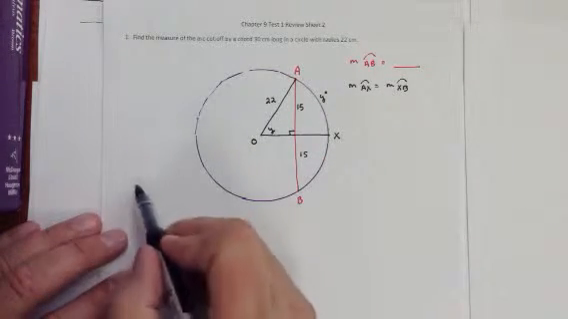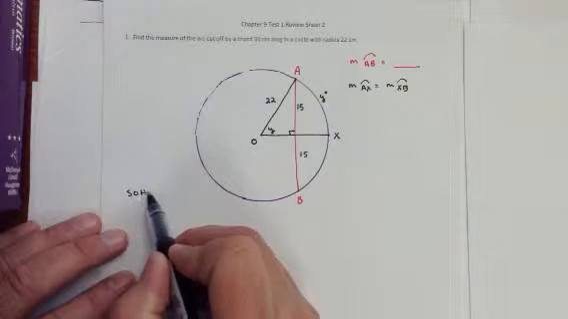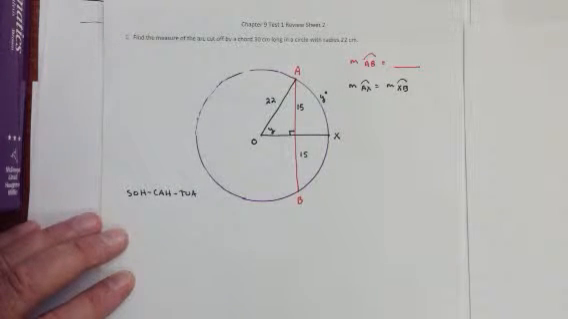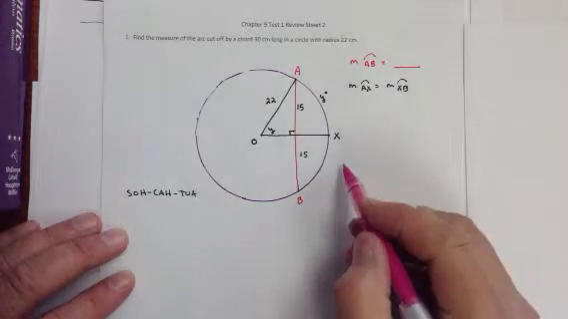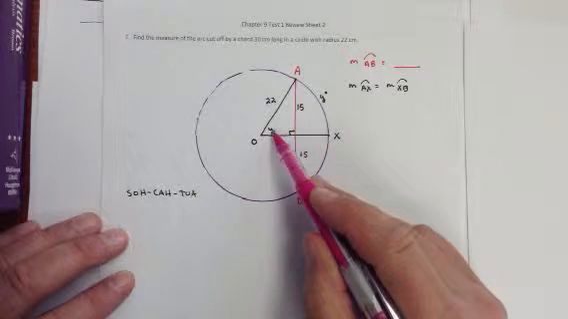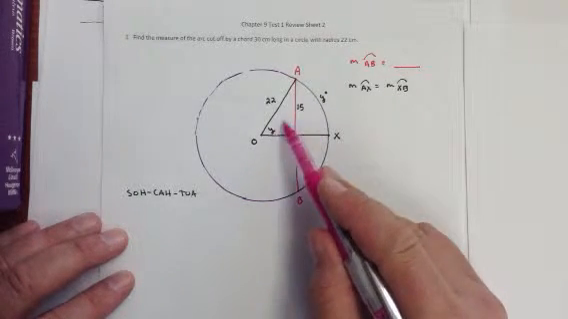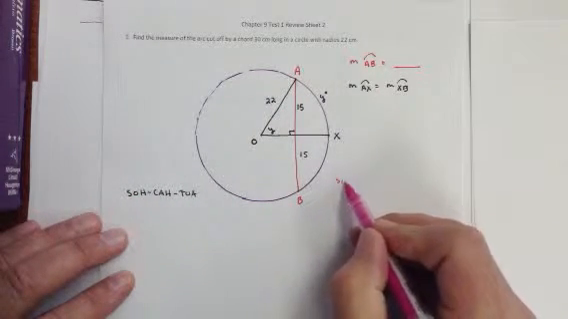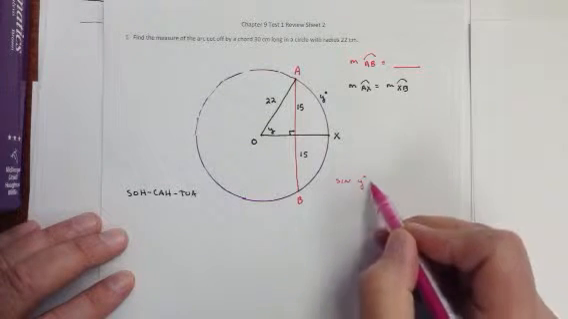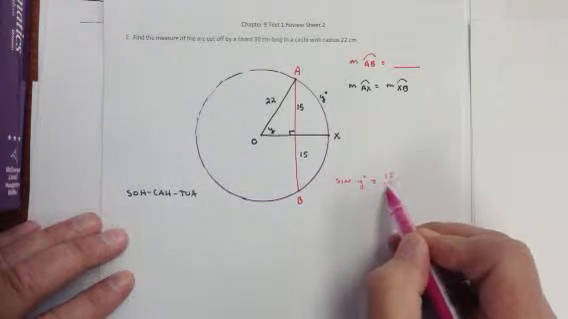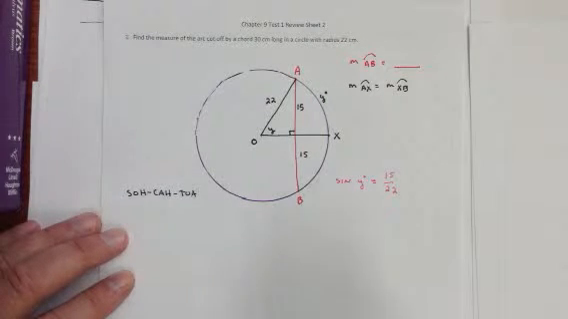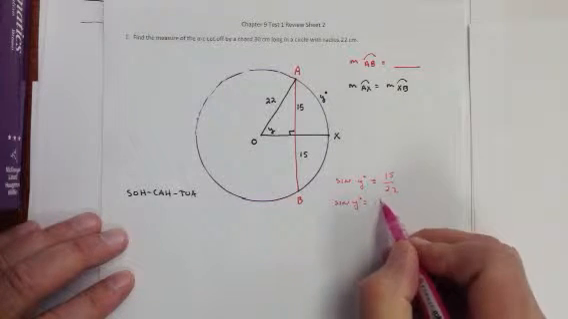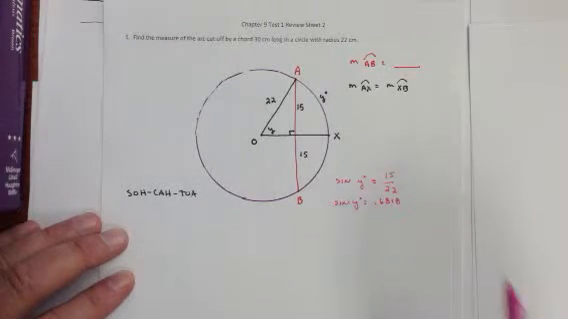This becomes a trig problem. So I'm going to use SOHCAHTOA to figure out Y. Alright, so in relation to Y, I have an opposite side and I have a hypotenuse. So I'm going to have sine of Y degrees equal to 15 over 22. 15 over 22 is equal to 0.6818.